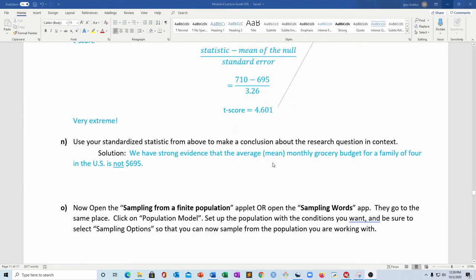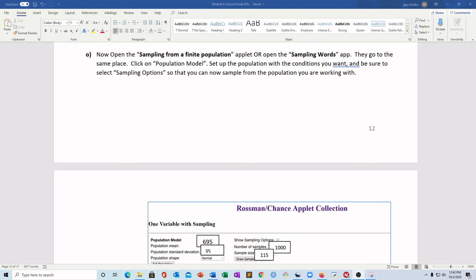Okay, so using that, what do we say? We have strong evidence that the average monthly grocery budget for a family of 4 in the U.S. is not $695. Okay, that's going back to the conclusion. So in the next part, we're going to show how we can get the computer to take samples of our pretend population that we're assuming has 695 as its population parameter. We're going to take samples of size 115, see what the distribution should look like, and compare it to the picture we made from just our few calculations.